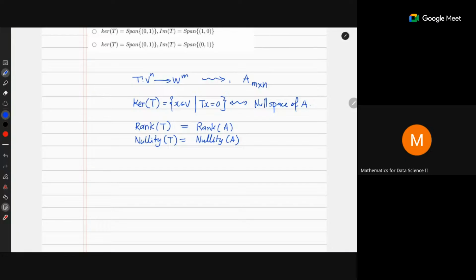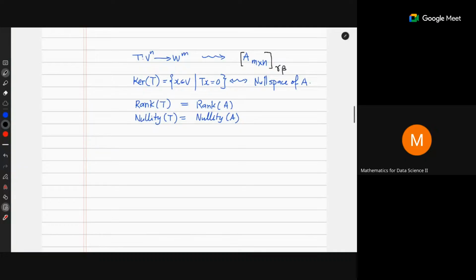Now it is important to notice that this associated matrix is dependent on the basis. So the basis we have used is gamma beta, so it is dependent on gamma beta. If you change the basis, the associated matrix will change, but the rank and nullity are invariant under those changes. So it doesn't matter whatever basis you choose.